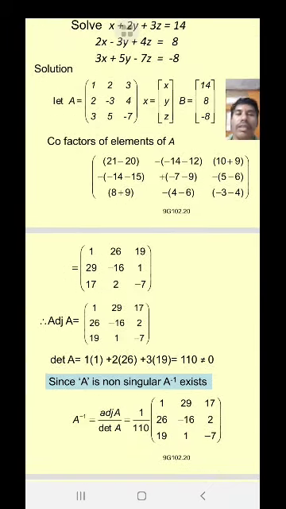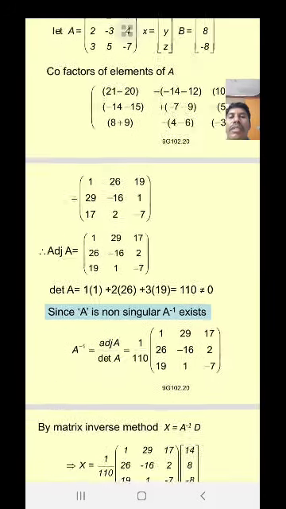So next, that equals 21 minus 20 means 1, minus of minus 14 minus 12, minus 26, so plus 26, 10 plus 9, 19, minus 14 minus 15 is minus 29, minus of minus, plus 29, minus 7 minus 9 is minus 16, 5 minus 6 is minus 1, and minus of minus 1 is 1, 8 plus 9, 17, 4 minus 6 is minus 2, minus of minus, plus 2, minus 3 minus 4 is minus 7. Now adjoint A.